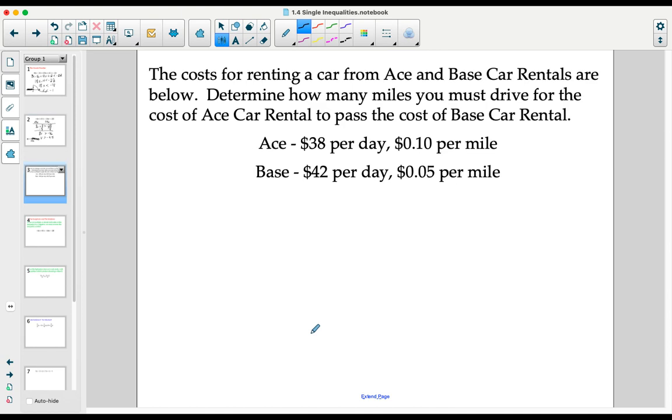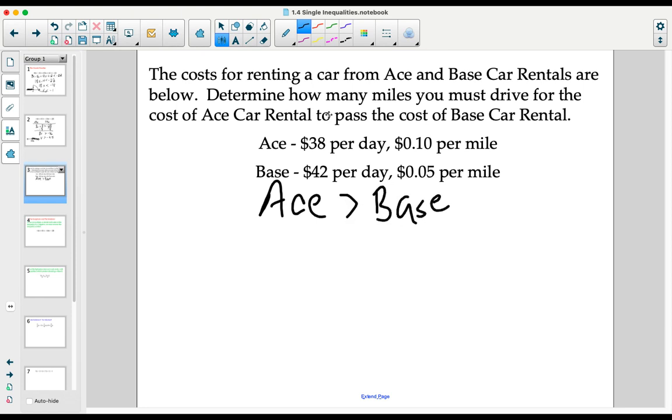In our final example for this section, we have a word problem comparing two rental car companies. Now would be a good time to pause the video, read the question, and try to set up the inequality for yourself. If you took the time to set up the inequality, you had a situation where you wanted to ensure that ace was greater than base.